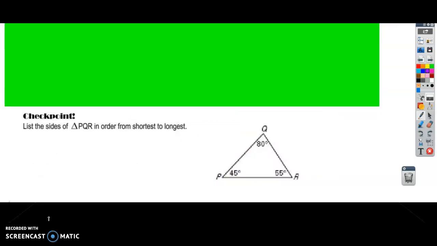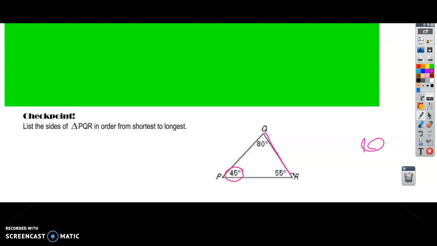Now, in order to list the sides of triangle PQR from shortest to longest, when they give you the angles, you have to order the sides. They don't want you to order the angles because you can already tell that P is the smallest angle. What they want to know is, what's the shortest side? Well, the shortest side is going to be across from the smallest angle. So here's the smallest angle, so this side is the shortest side.